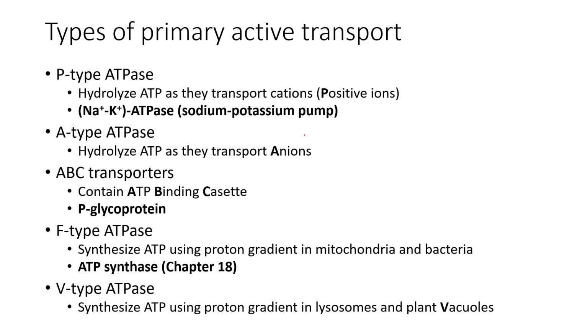Another type of ATPase that helps to synthesize ATP is the V-type ATPase. This is one that we find in plants. It also uses a proton gradient, and we see this in lysosomes as well as in plant vacuoles. So we have the V there, and that's for the V-type ATPase.